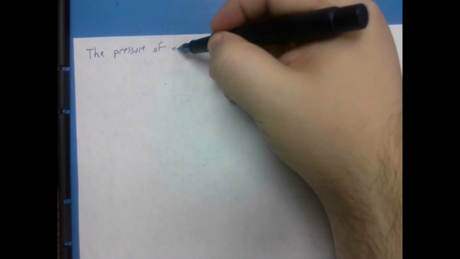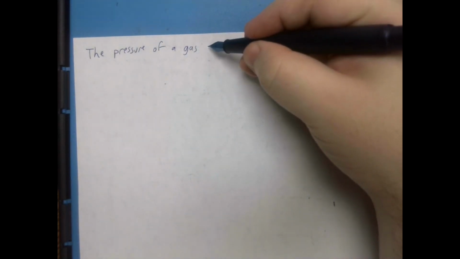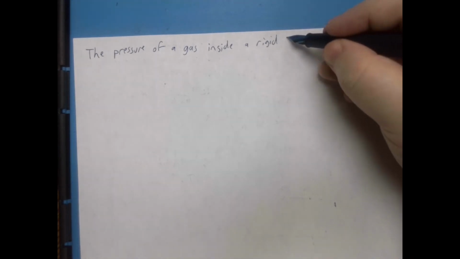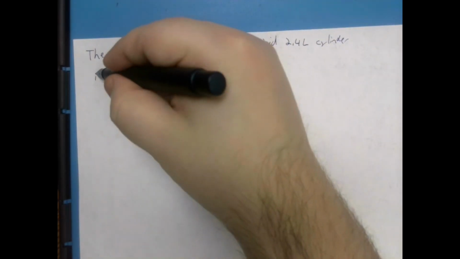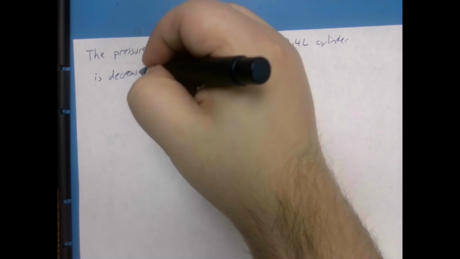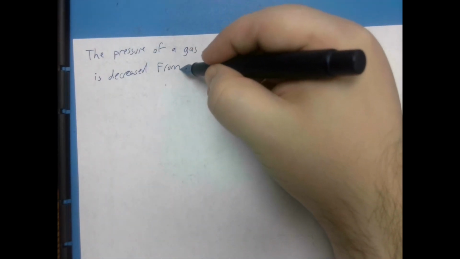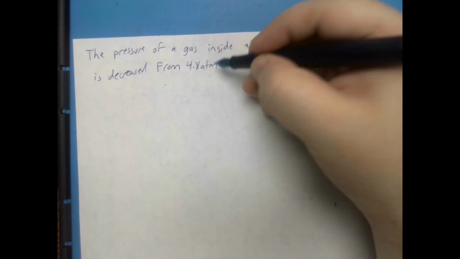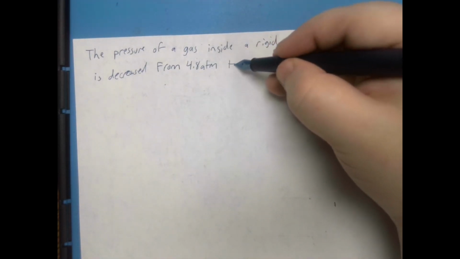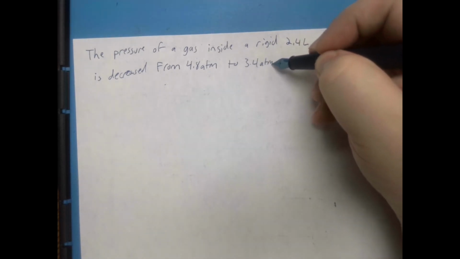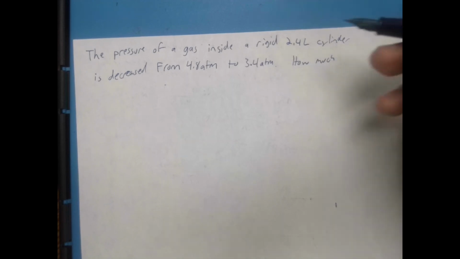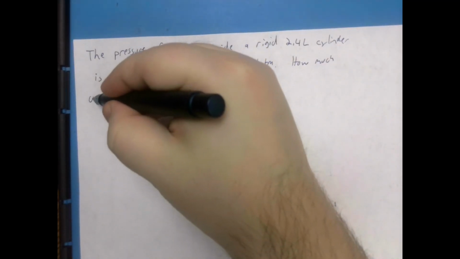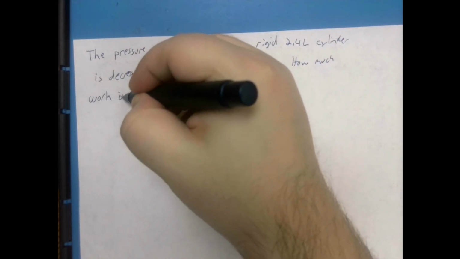The pressure of a gas inside a rigid 2.4 liter cylinder is decreased from 4.8 atmospheres, this is a unit of pressure, to 3.4 atmospheres. How much work was done by the system?